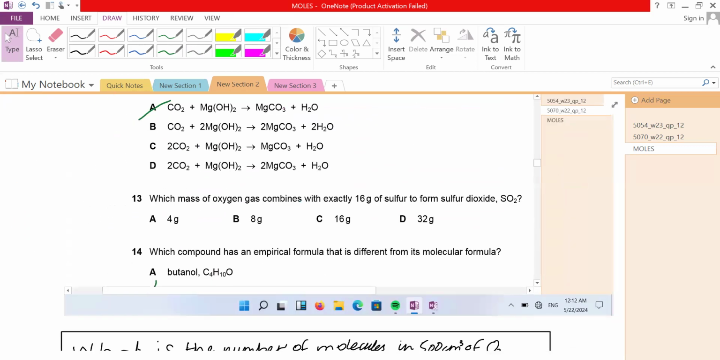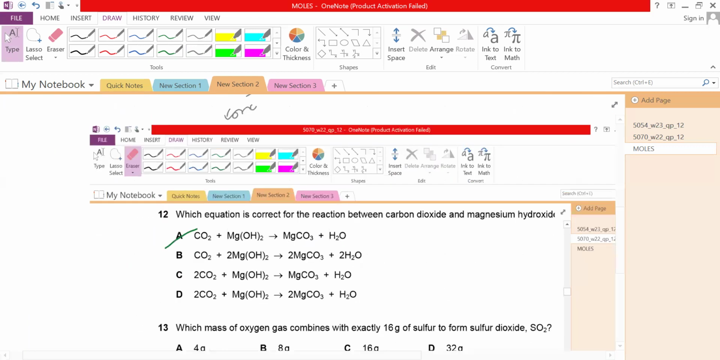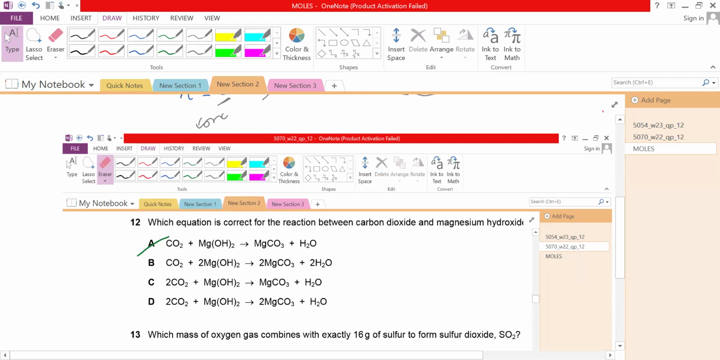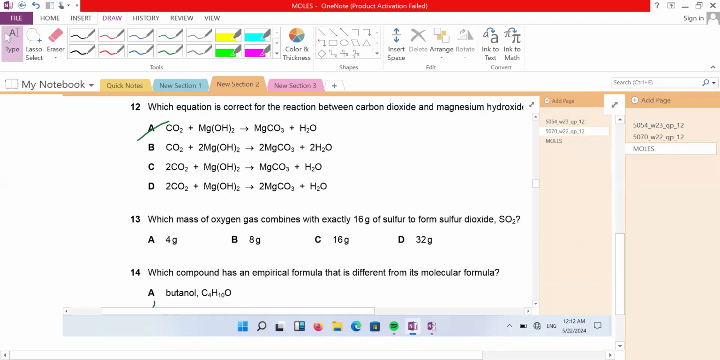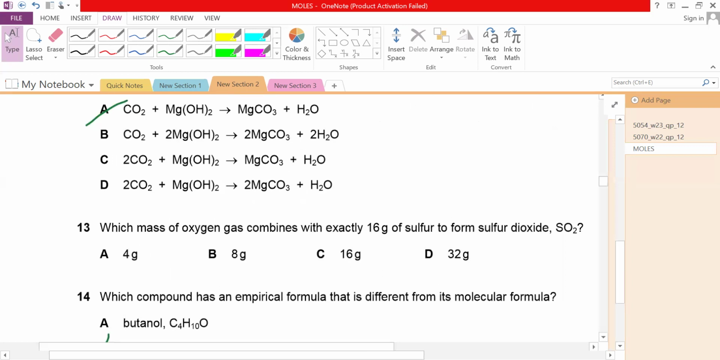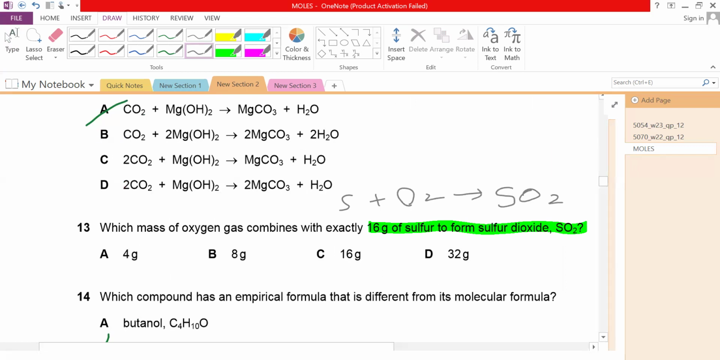The first example I got from a past paper, and the year of this question is winter 2022, P12 MCQ paper, question number 13. Which mass of oxygen gas combines with exactly 16 grams of sulfur to form sulfur dioxide? To solve this, what you have to do is write an equation. Sulfur to form sulfur dioxide: S plus oxygen forms SO2, sulfur dioxide.